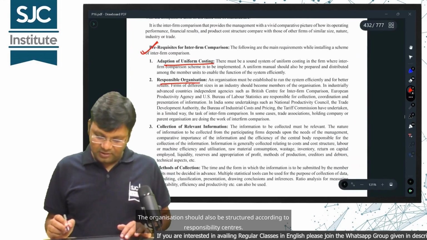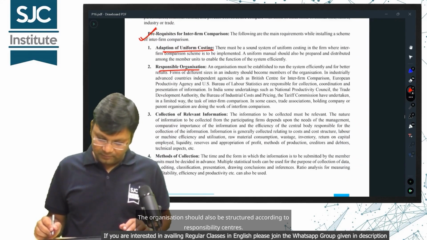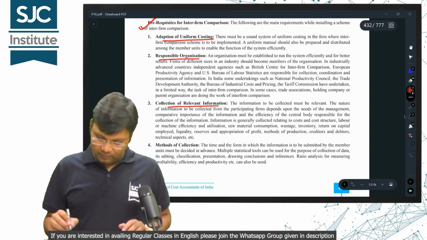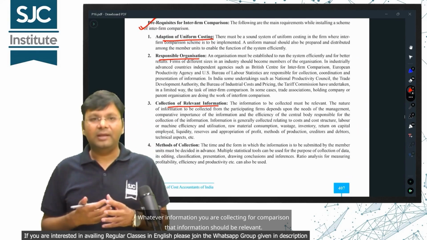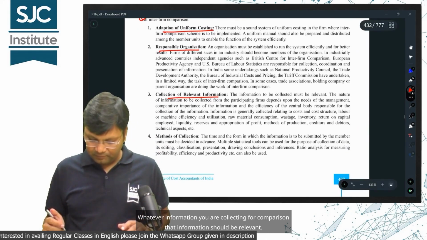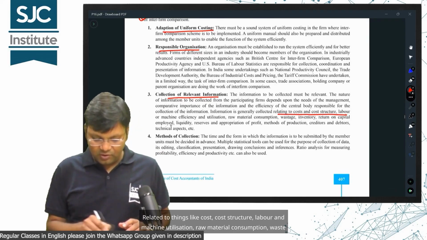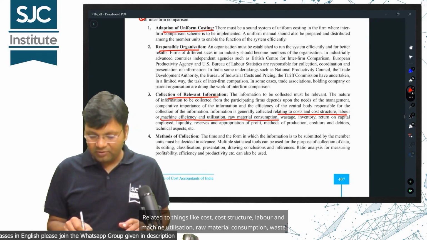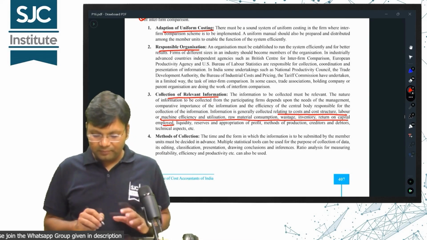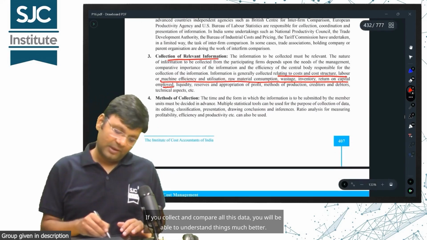The organization should also be structured according to responsibility centers. Collection of relevant information. Whatever information you are collecting for comparison, that information should be relevant. Related to things like cost, cost structure, labor and machine utilization, raw material consumption, waste, return on capital employed. If you collect and compare all this data, you will be able to understand things much better.